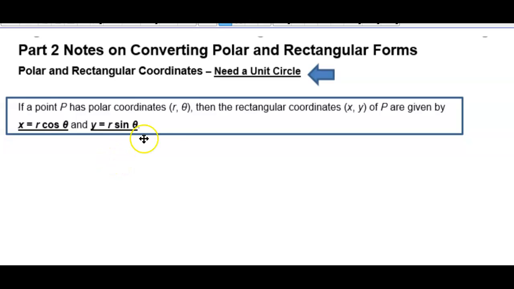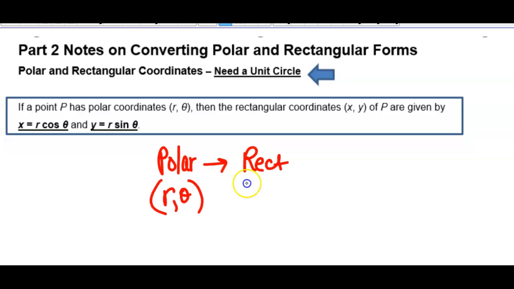What you're going to do if you have an r and a theta, to find the x and y, does this sound familiar? X equals r cosine theta and y equals r sine theta. It's the same as vectors, okay? So when you're given a polar and you want to go to rectangular, your r and theta are going to change into r cosine of theta, r sine of theta.